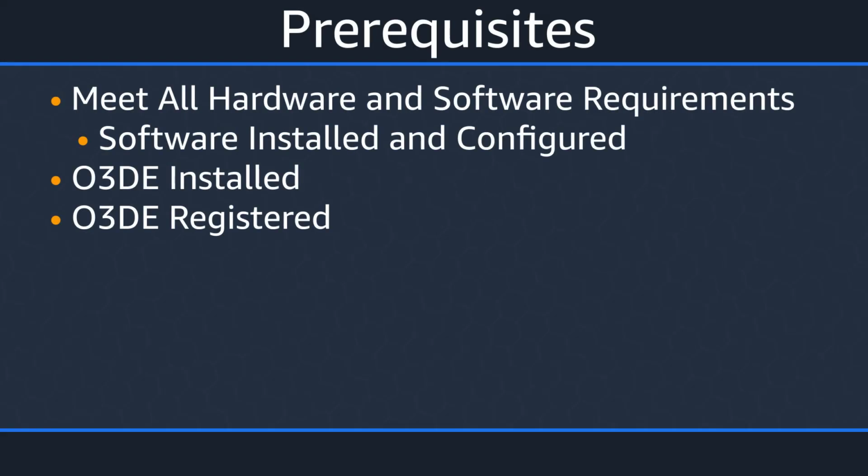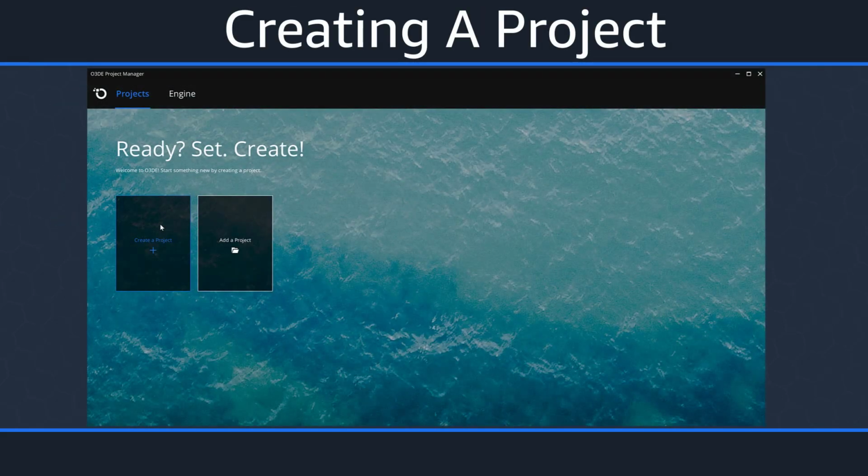Before we begin creating our project, make sure that you completed the following prerequisites. First, your system meets all hardware and software requirements. Next, all third-party software must already have been installed and configured correctly on your system. Then, have O3DE installed on your computer. Make sure that it's registered. Now, if you're confused about any of these steps, please see the description below for tutorials on how to complete them.